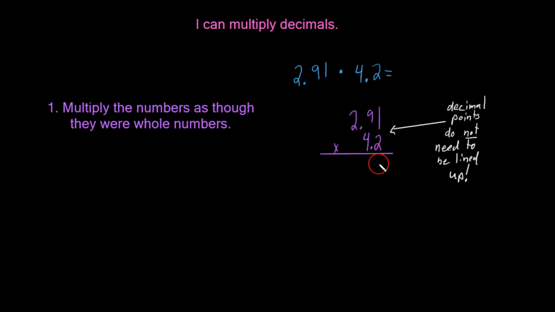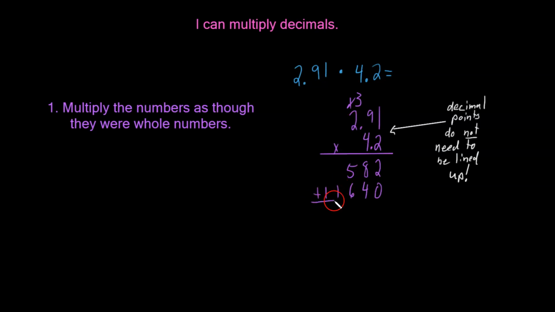So 2 times 1 would give us 2. 2 times 9 would give us 18. We'd put the 1 up here. 2 times 2 is 4, plus the 1, which is 5. And we put our 0 here because now we're moving into our tens place. 4 times 1 is 4. All right. 4 times 9 is 36. 4 times 2 is 8, plus 3 is 11.